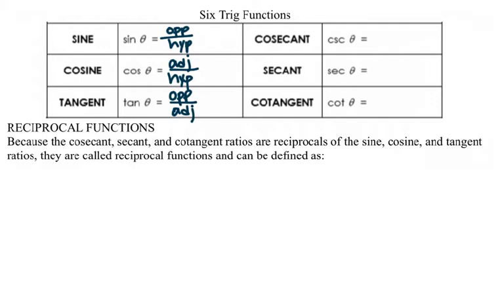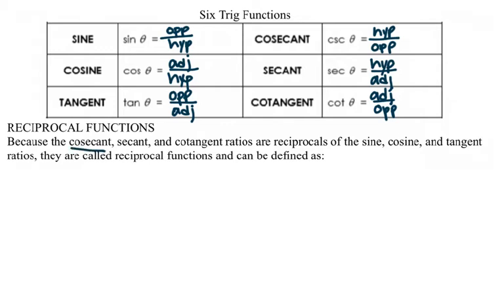But there are 3 more, and they're new to you, probably. So cosecant, secant, and cotangent. Cosecant is abbreviated CSC, and it's the hypotenuse divided by the opposite. Secant is abbreviated SEC, and it's hypotenuse over adjacent. And then cotangent is COT, and it's adjacent over opposite. So if you look at these, they are reciprocals, so they're just flipped over. So we call them reciprocal functions.